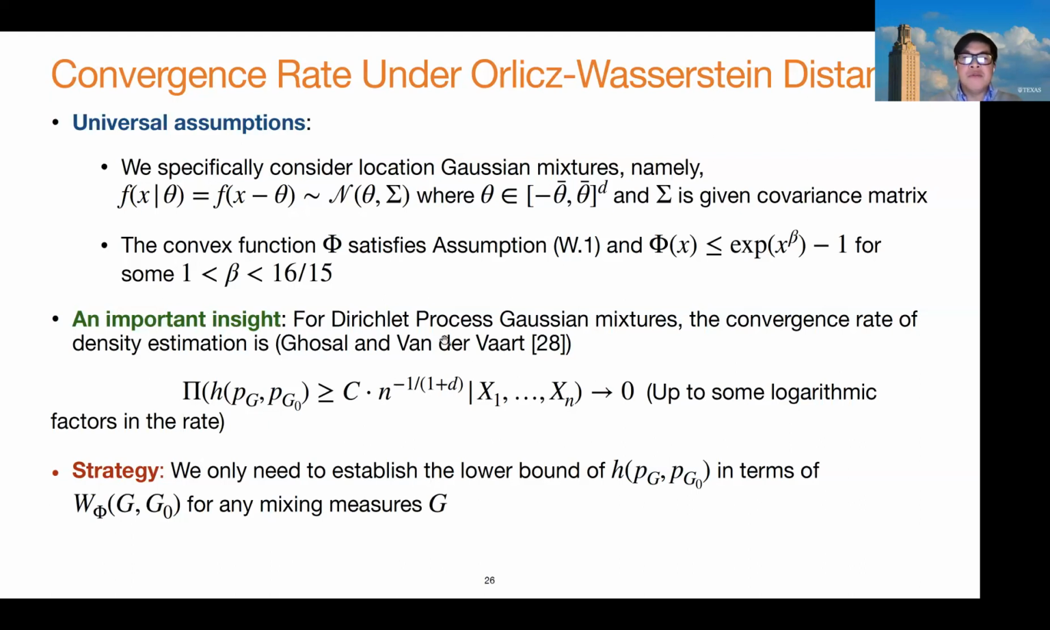A key result from the Gaussian kind of art is that we always have the rate n to the minus one divided by one plus d for the estimation of the density function, right? So if we somehow can establish the lower bound of the Hellinger distance between the mixing density functions interpreted by the Orlicz Wasserstein metric between the mixing measures, then we are able to get the posterior contraction rate of the mixing measures under the Orlicz Wasserstein metric.